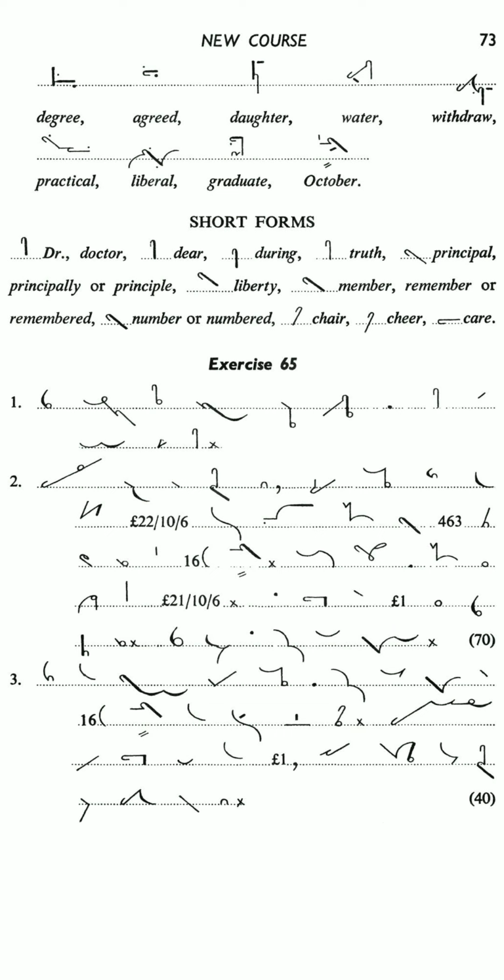Ch with R hook on the line is used here for chair. Same outline through the line is used here for cheer. K with R hook on the line is used here for care. So these are the double consonant PR series.